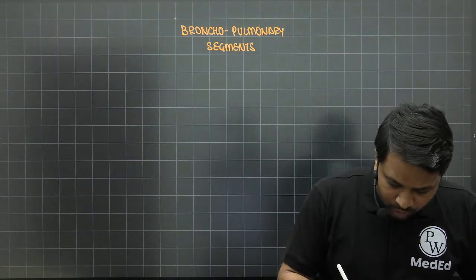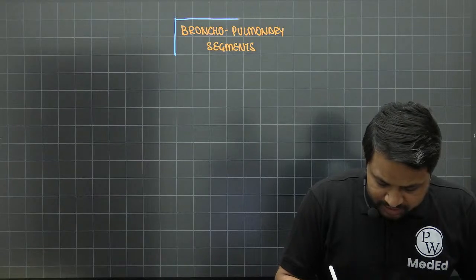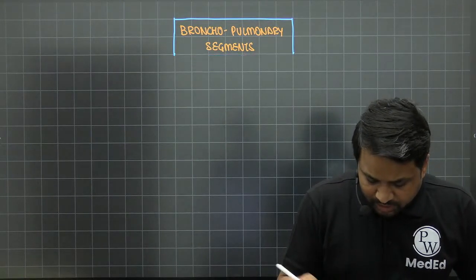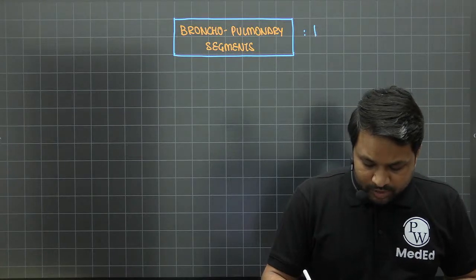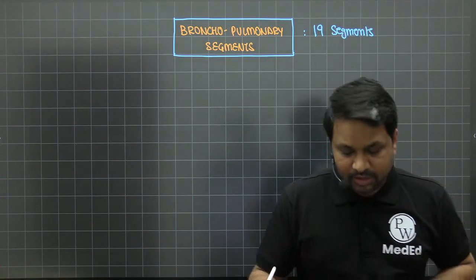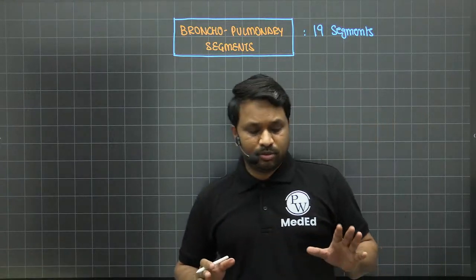So when I say the bronchopulmonary segments, I'm going to divide the lungs in general into different smaller segments like we do in the liver, right? So remember, the total number of segments that you have is going to be 19. There are 19 segments in the lungs, right?